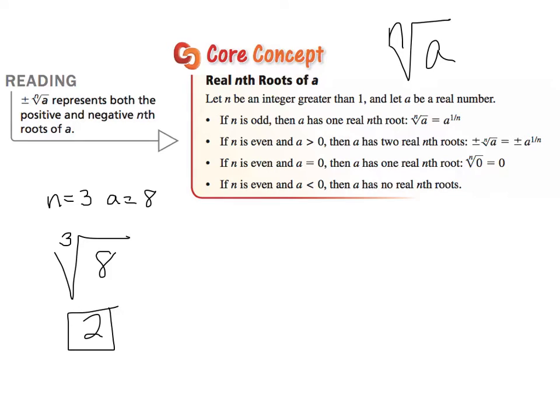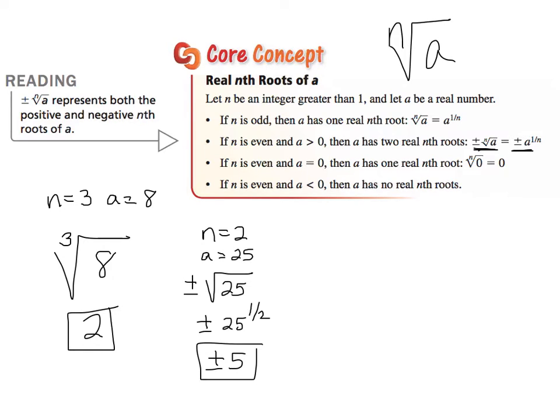Pretty easy. Let's say the next one I tell you n is even. So n is 2, and let's say a is 25. That's pretty easy. We are then going to have a positive or negative number. And you're like, whoa, I thought the square root of 25 is 5. It is. But when you actually are given the n and the a and you set it up, there are two roots for this answer. So the positive or negative square root of 25, which can also be written as positive or negative 25 to the 1/2 power. So your answer is positive or negative 5.